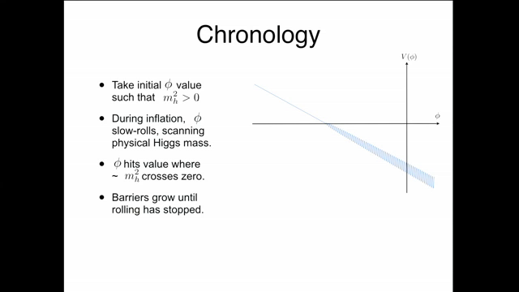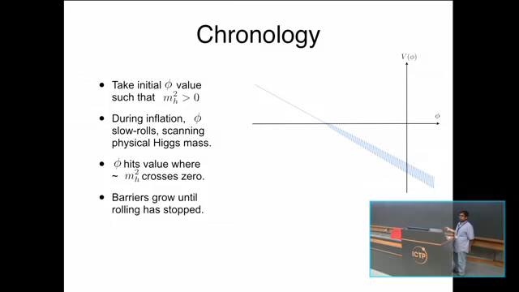So because of those terms, the field phi will be rolling down slowly, and as it's slowly rolling, it will be scanning the physical Higgs mass, right? As the field value changes, the Higgs mass will be changing. Eventually, it will come to a point where the Higgs mass squared will go from being positive to being negative, okay? The point where it crosses 0. And that's a point where electroweak symmetry breaks.